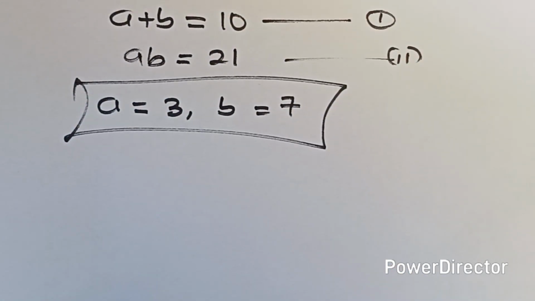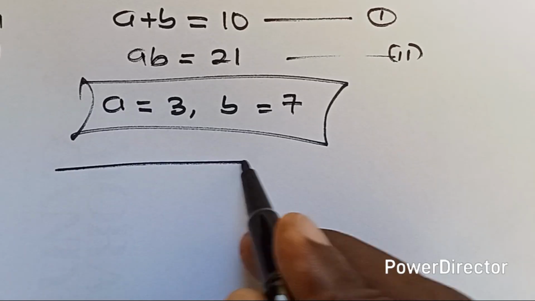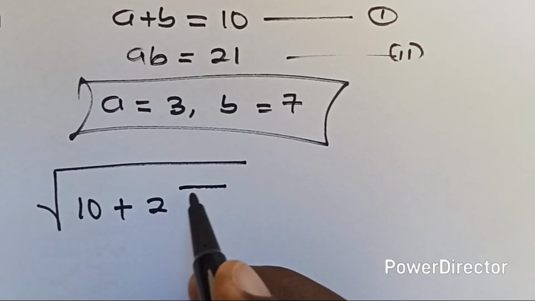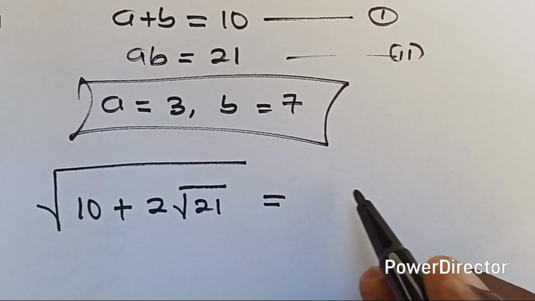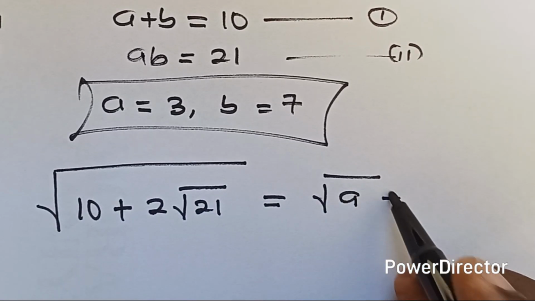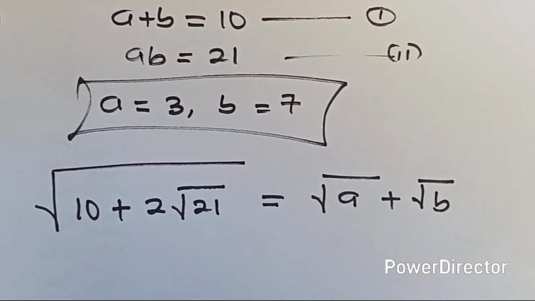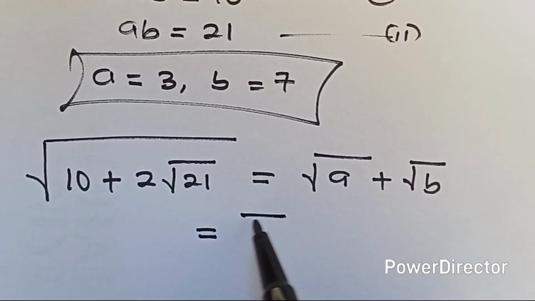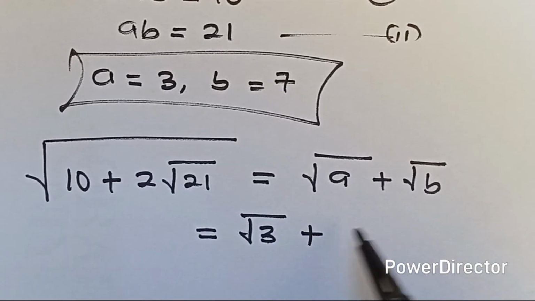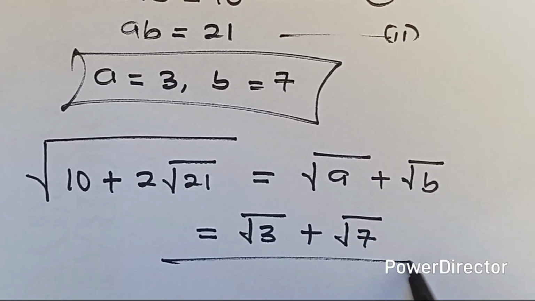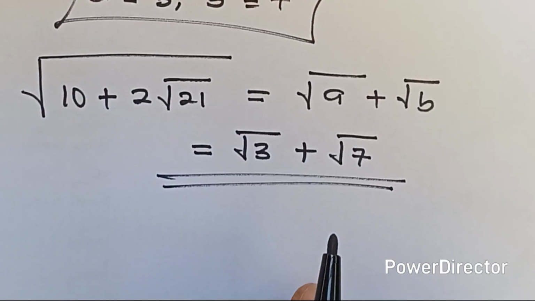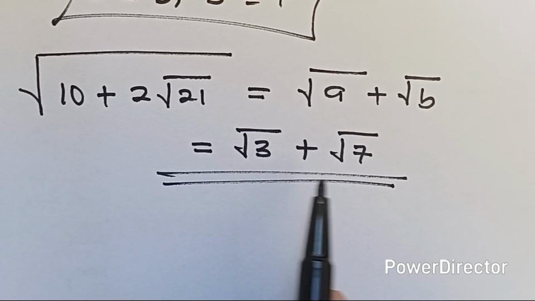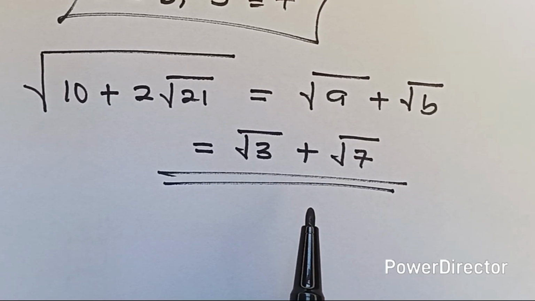Now let's go back to the first equation that we started with, which is root 10 plus 2 root 21 equals root a plus root b. It means that when we simplify this, we are going to get this. Now we know what our a is. Our a is 3, and b is 7. So this is our final answer. If we simplify root 10 plus 2 root 21, our final answer will be root 3 plus root 7.